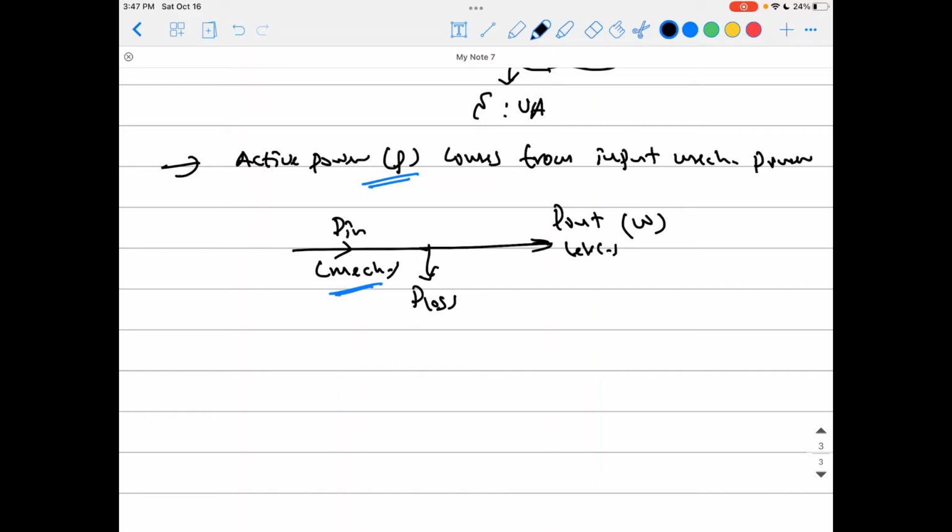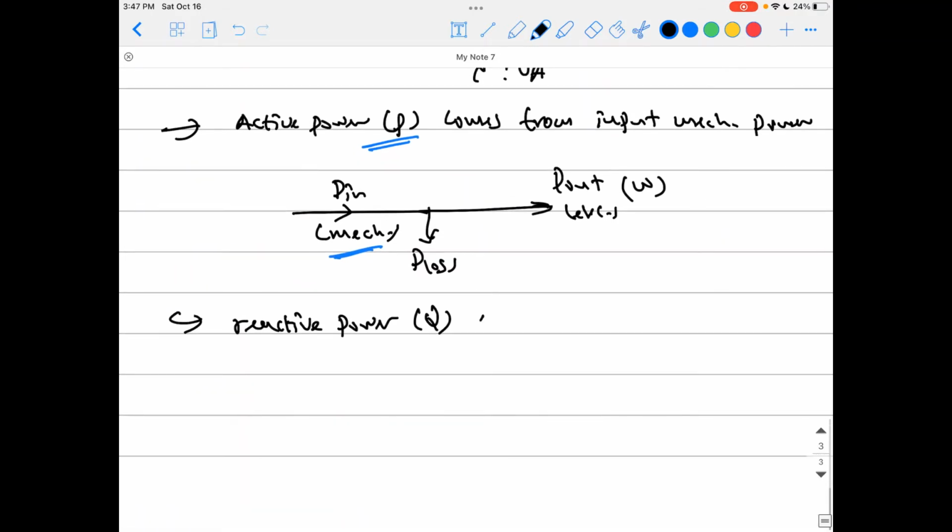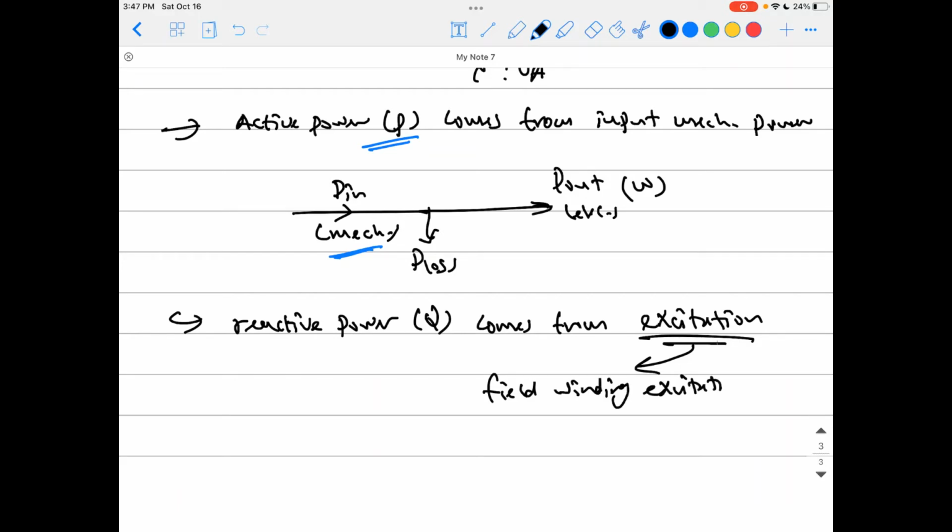Okay, but what about the reactive power? The reactive power Q, again, it's physics, it just comes from the excitation. When I say excitation, I mean field winding excitation, okay, what's giving you the magnetic field. Okay, so the reactive power going out of the machine is created by the excitation that goes to the field winding.